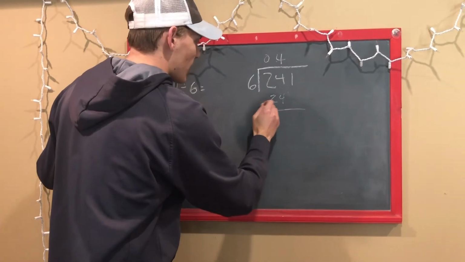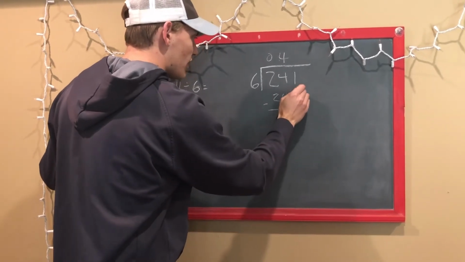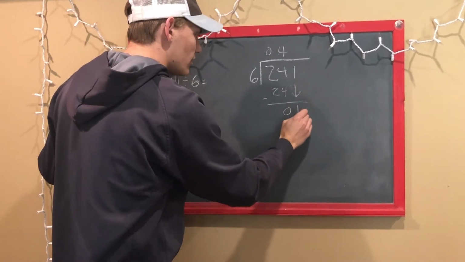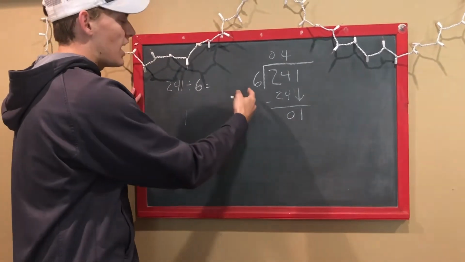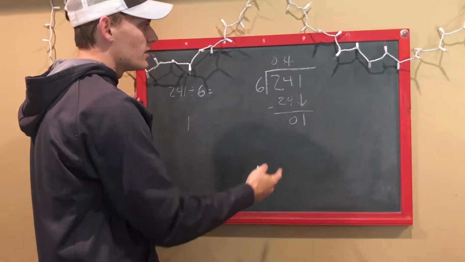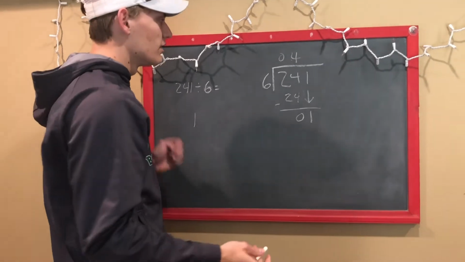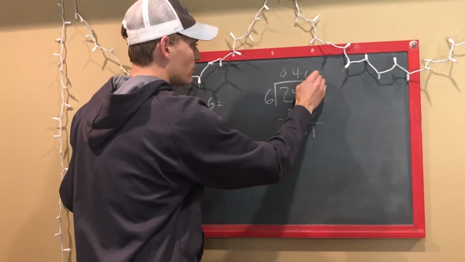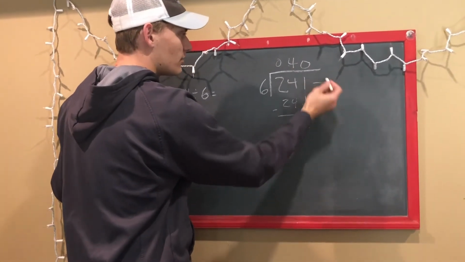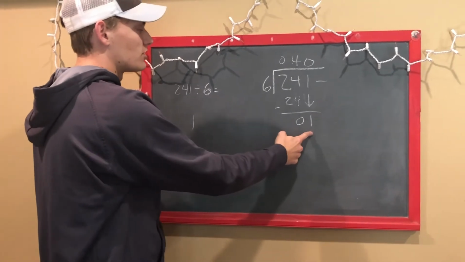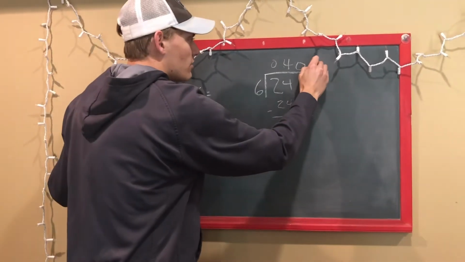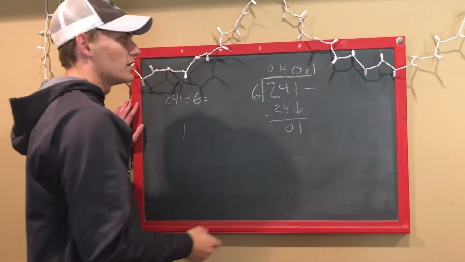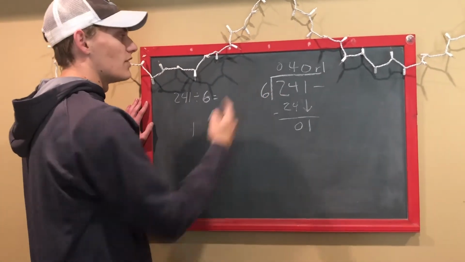So subtract that, you end up with 0, but you still have this 1, so you have to bring down your 1. So now, how many times does 6 go into 1? 6 doesn't go into 1. So you're going to have to put a 0 here. But now we have run out of numbers, and so this is what you're stuck with. You're stuck with a remainder of 1, because that's not able to be divided into it.